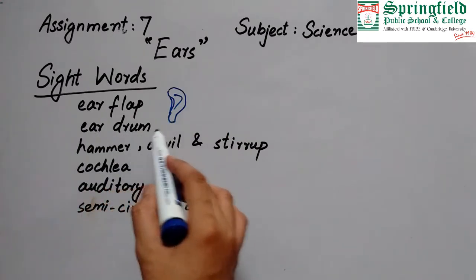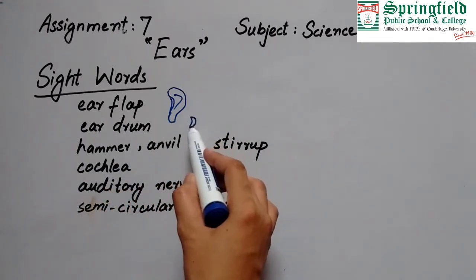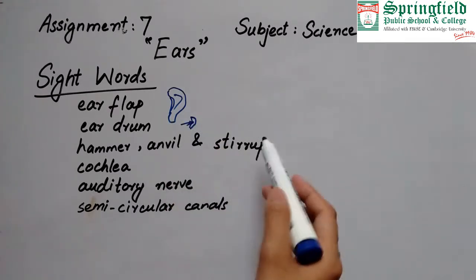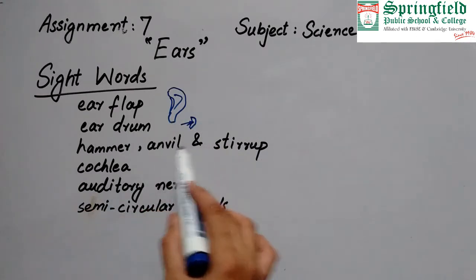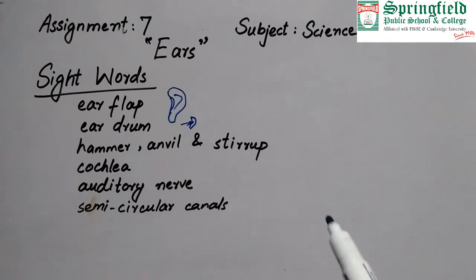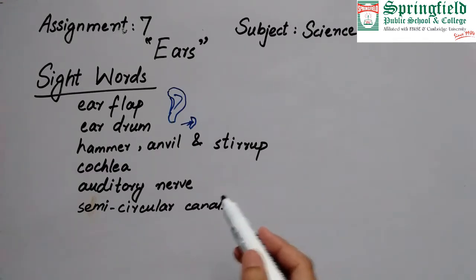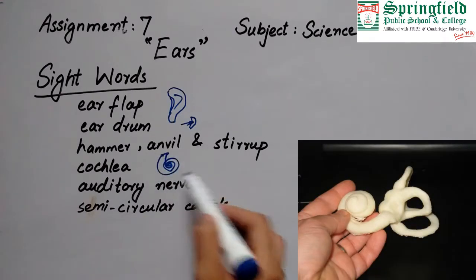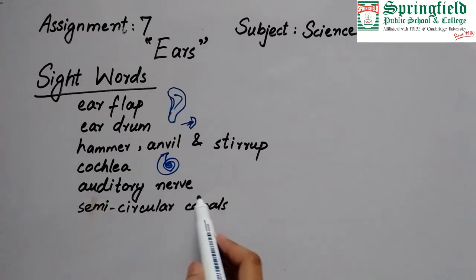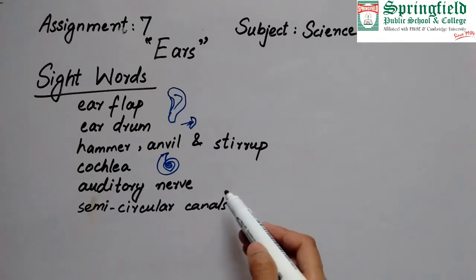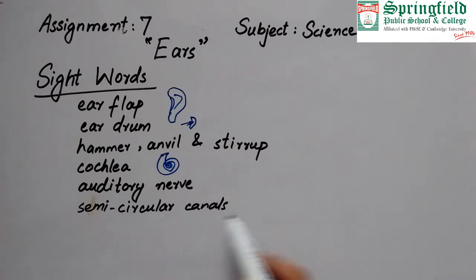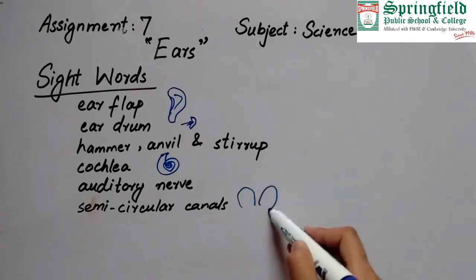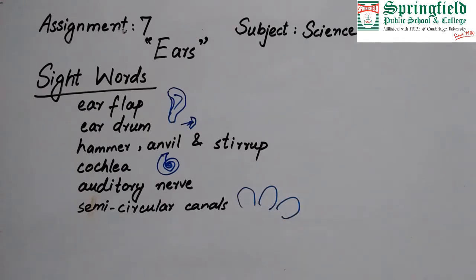Then is the eardrum. It is the membrane which the sound waves strike and produce a vibration. Then are hammer, anvil and stirrup. These are three tiny bones which are present inside the middle ear. Then is cochlea. It is somewhat a coiled structure present in the inner ear. Then is auditory nerve. It is a nerve which sends messages from the ear to the brain. Then are semicircular canals. These are three in number, and they are also present in the inner ear. These are the organs for balance.